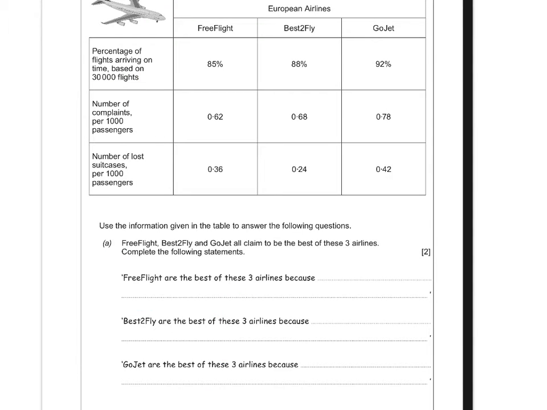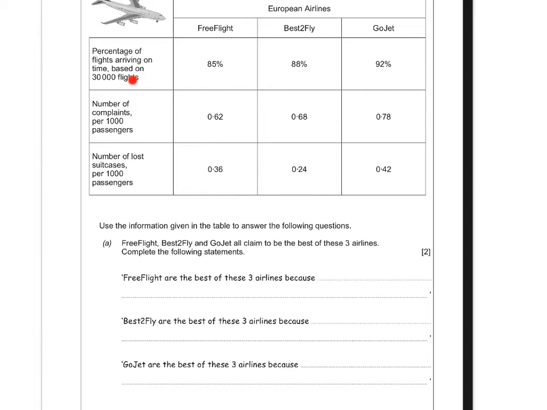Okay, so this question is asking you to read through and try to understand it. It's also put a load of stuff in percentages and decimals, and I'm surprised they didn't chuck a few fractions in as well. So they're just trying to get you to understand why each of these could be compared as the best. So Free Flight, that's this option here, are the best. Well, let's try and pick out why we could say they're the best.